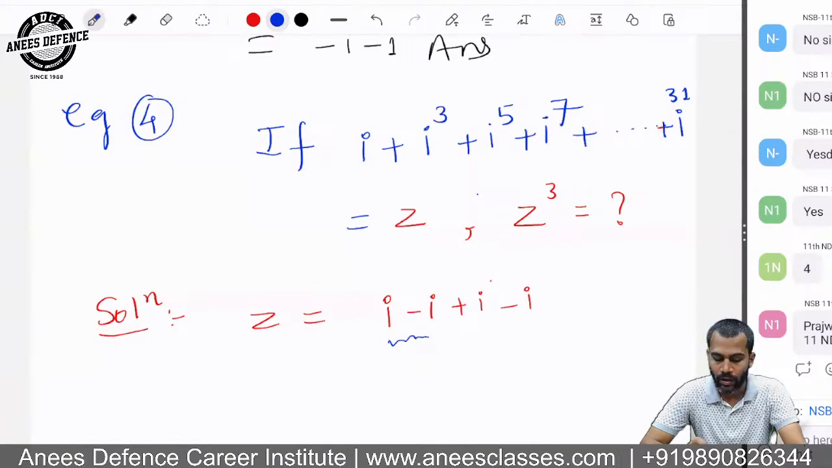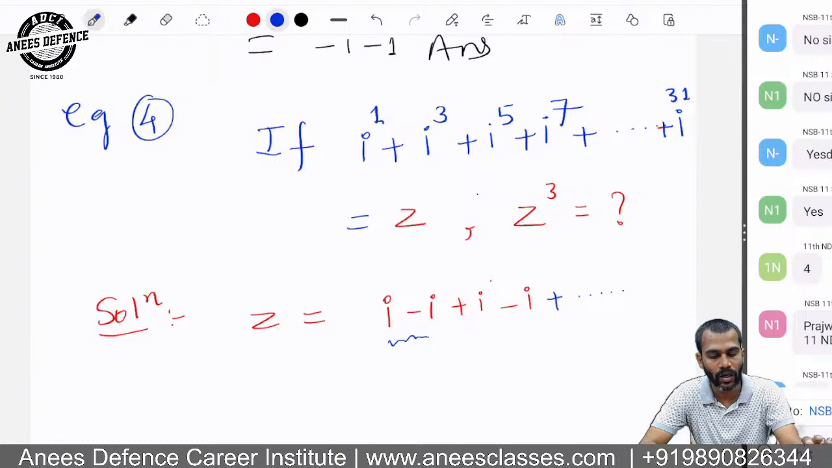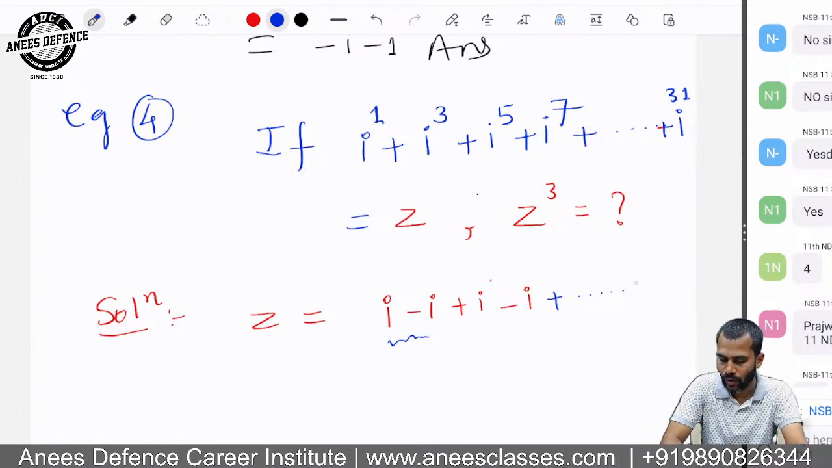Yes or no? And how many terms are there? Yes, 16 terms are there. How do we come to know? 1 plus 3 plus 5 plus 7 up to 31. 16 odd numbers are there in the first 32 natural numbers. So 16 terms are there, up to 16 terms.